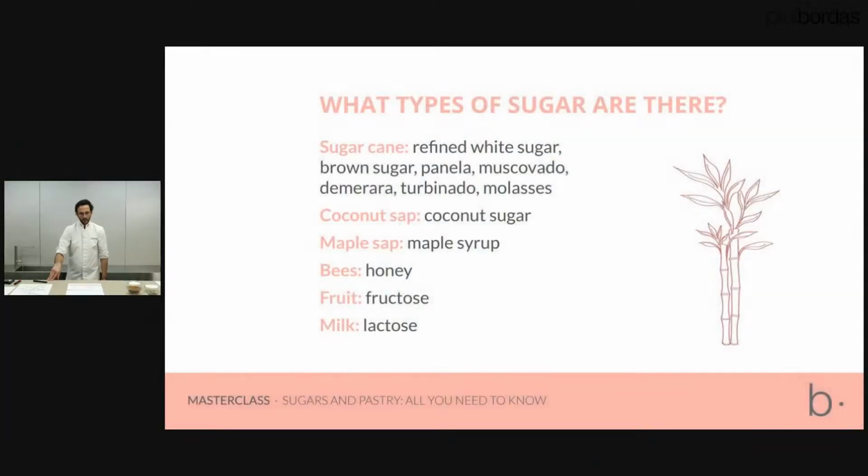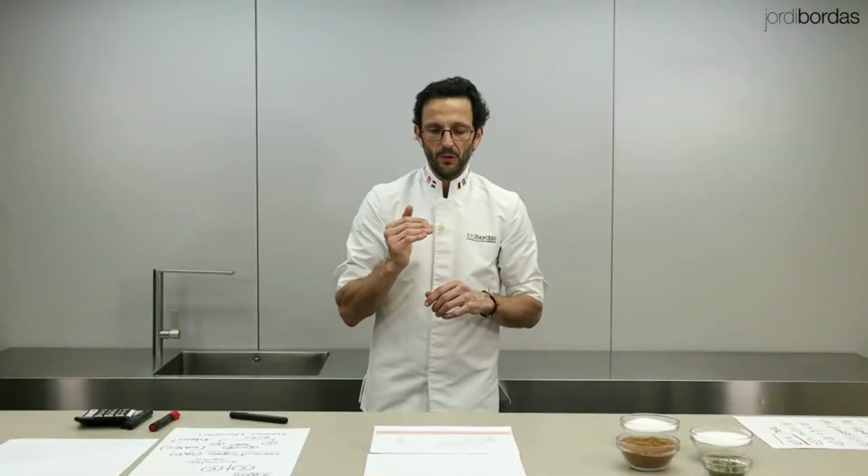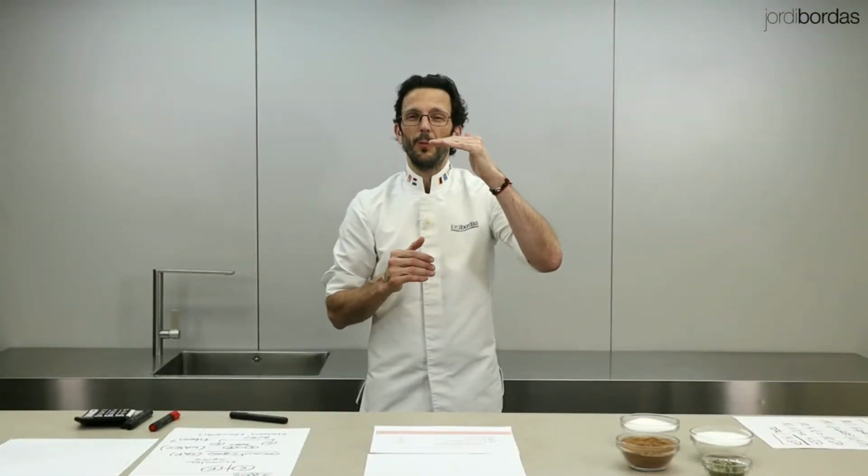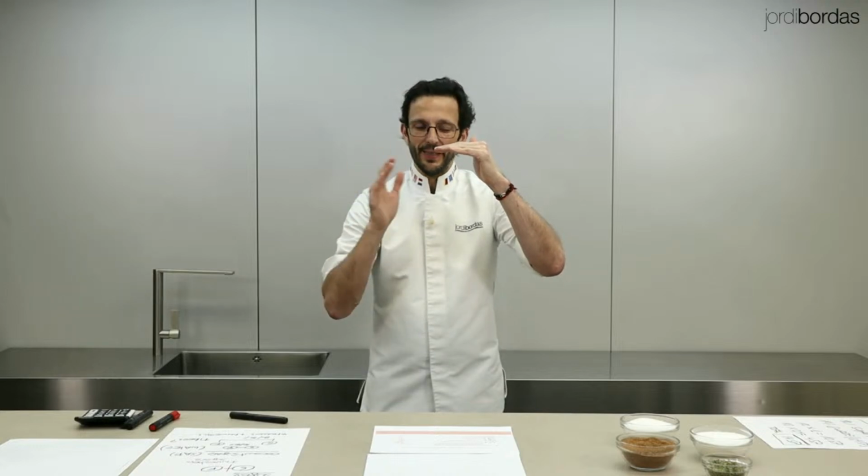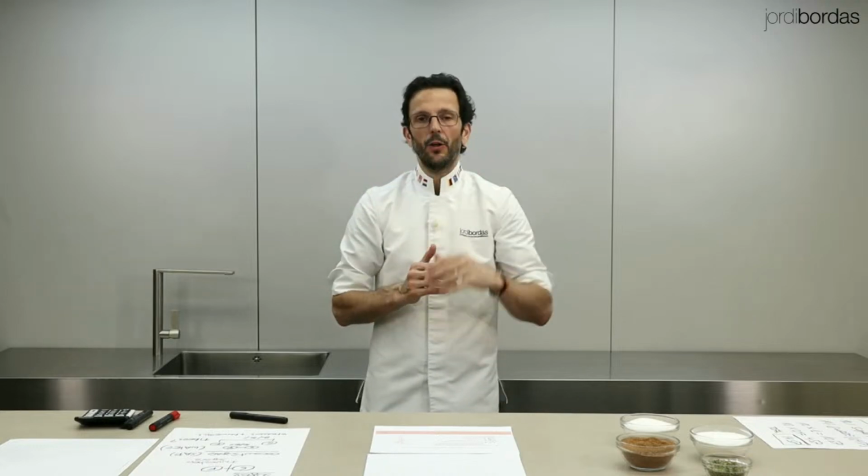Okay. Then from the bees we have honey. Then from the fruits we have fructose, and then the milk sugar that we have in dairy products is lactose. Here the difference is that the sweetness of lactose is really low. Fructose is 1.45, the sweetness capacity, and lactose is 0.15.